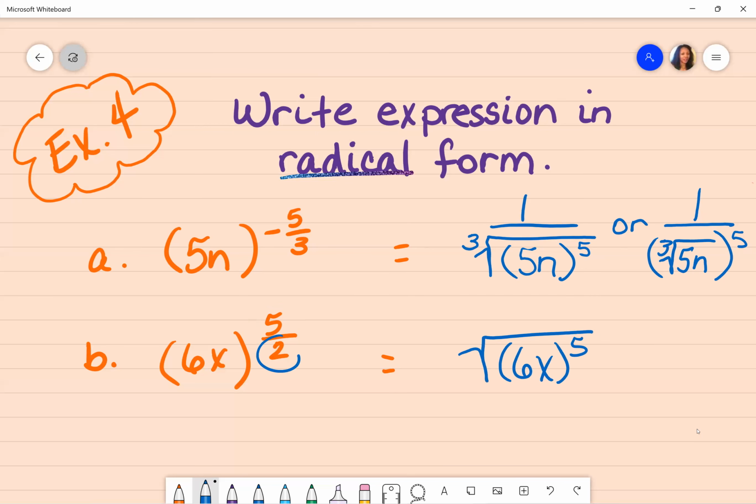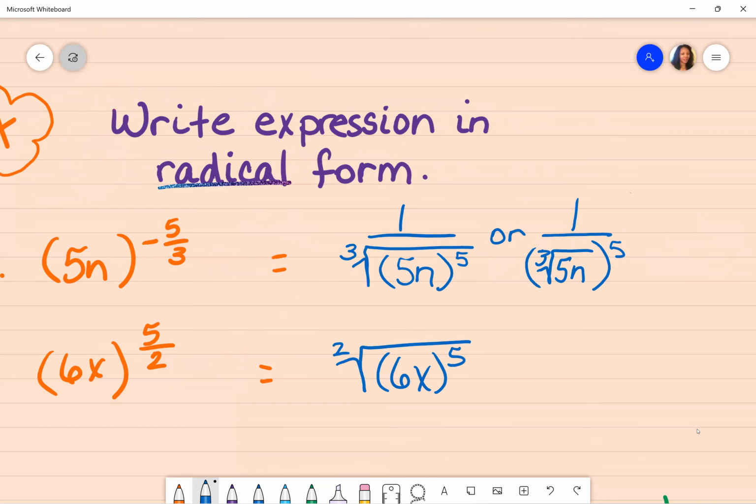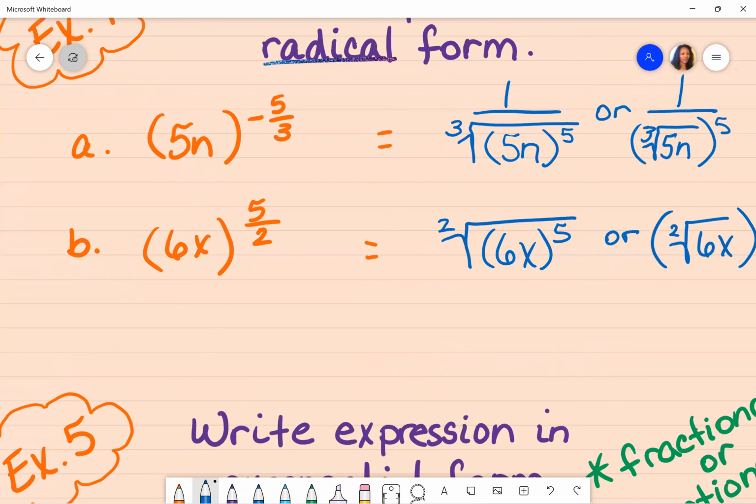And then my denominator is my index. For the purpose of writing it in radical form, go ahead and put the 2 there, but typically a square root would not have that 2 there. Or you could write it as the square root of 6x, and all of that is raised to the 5th power. So those are ways that you would rewrite an expression in radical form.